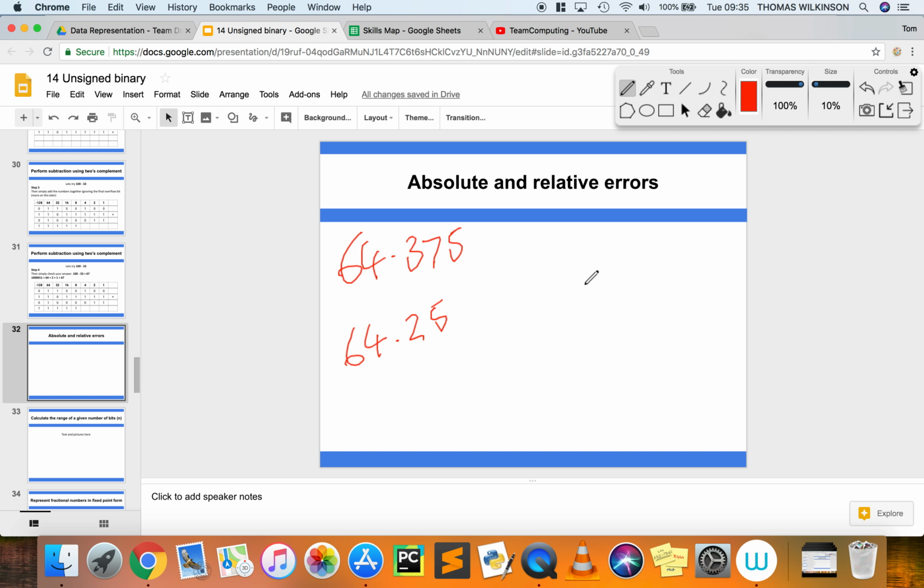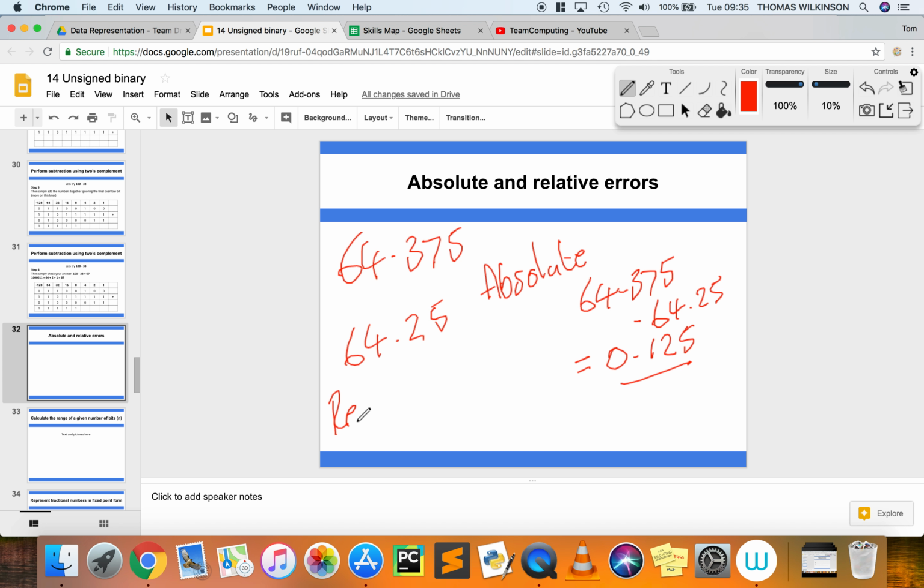Okay, so the absolute error is actually very straightforward to calculate, in that it's just 64.375 minus 64.25 to give me an answer of 0.125. Okay? So that's the absolute error. It's simply the difference between the answer I started out with and the answer that I've got, which gives me 0.125.